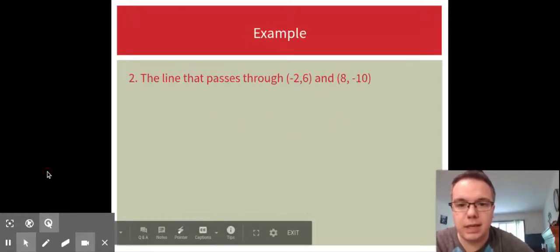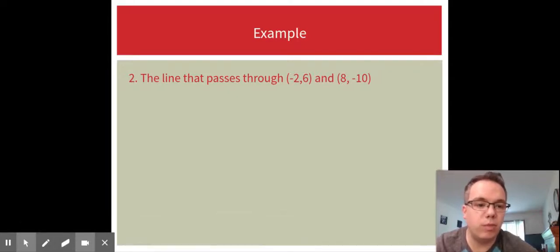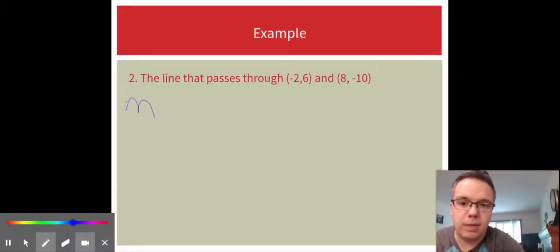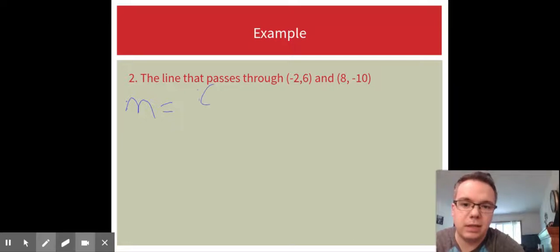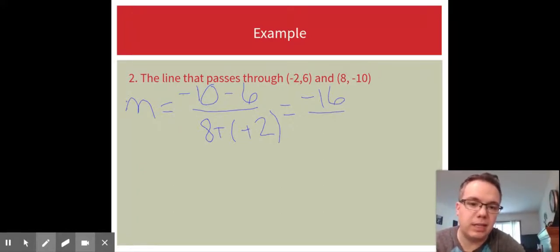All right. Second example in point-slope form, we want the equation of a line that passes through these 2 points. The first thing we need to find, as usual, is our slope. So I'm going to take my y2, negative 10, and subtract my y1 of 6, and put it over my x2, 8, minus my x1, negative 2. So I'm going to get negative 16 over 8 minus negative 2, which becomes 8 plus 2, so I get 10. If I reduce that, that is negative 8/5.